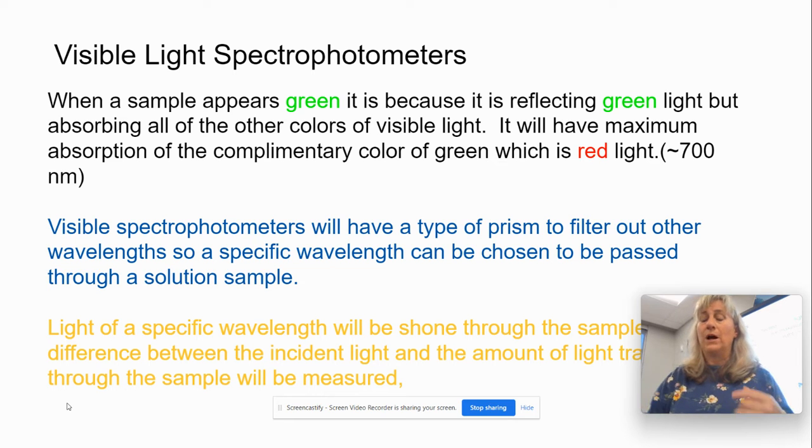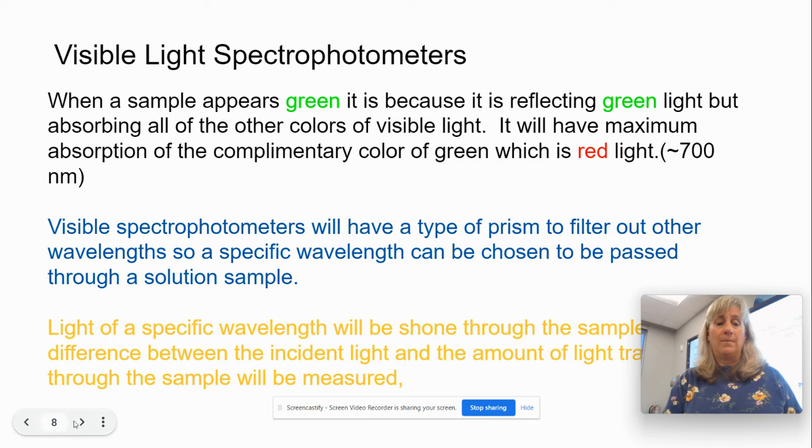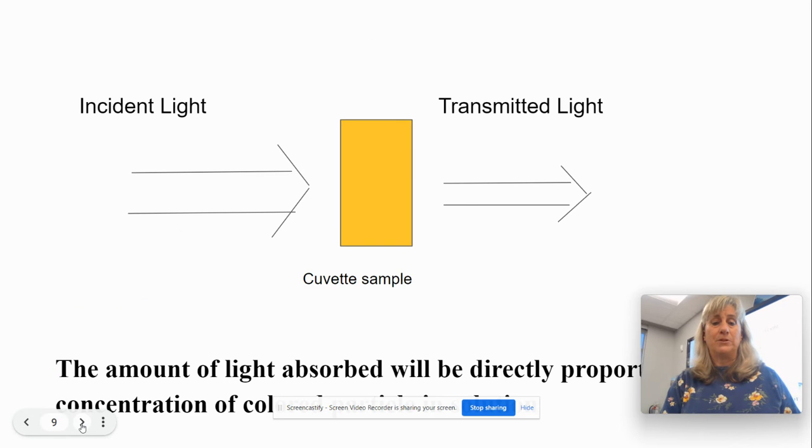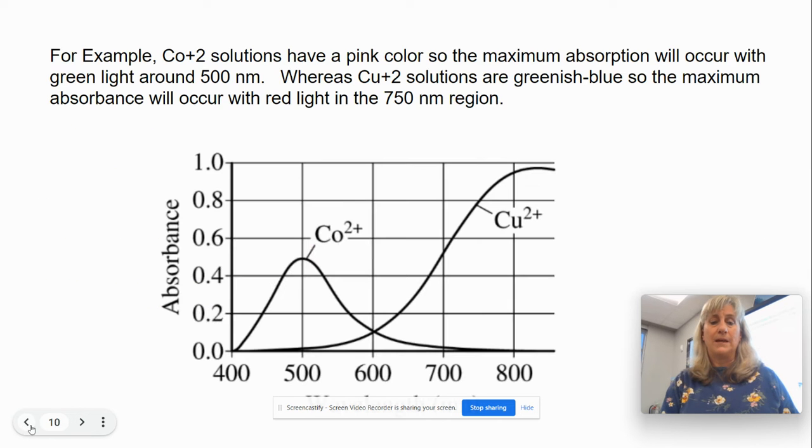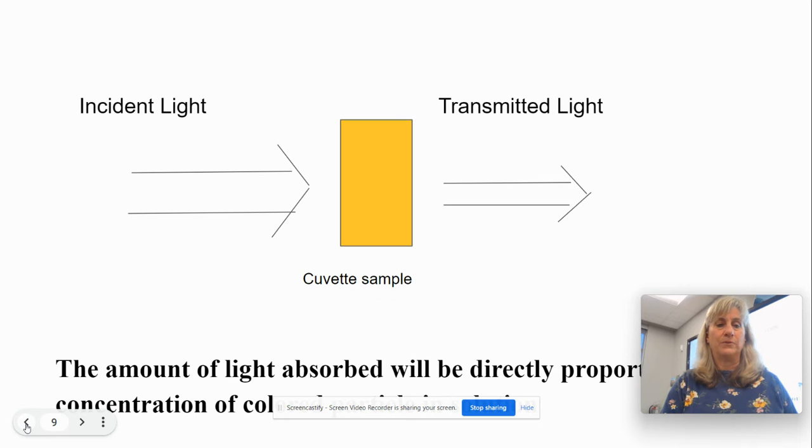And depending on what color your sample is, if it's cobalt, cobalt samples are pink. Oh, there it is. For cobalt, the maximum absorbance is right around 500 nanometers, which is green, and green is the complementary color for pink. Sometimes there's even questions about that, like what would be the maximum absorptivity wavelength for different samples.